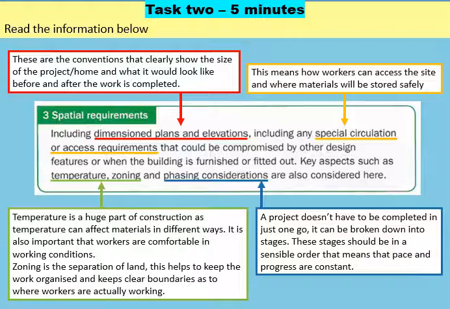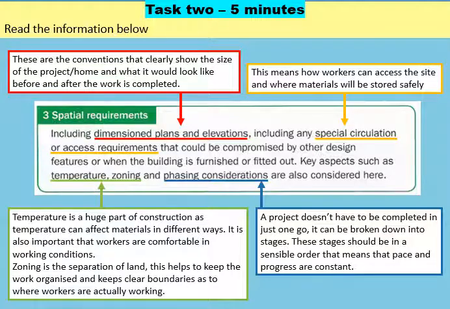So again, if you think back to the work you did before half term, there were a lot of photos of someone's home and they were having an extension built, and one of your tasks was to do a site survey. Your task was to look at the photos and decide whether there was good access to the home, and that is what this means. This is a really important part of spatial requirements, because if the workers don't have access, then the work cannot go on. It can't start and it can't necessarily continue.